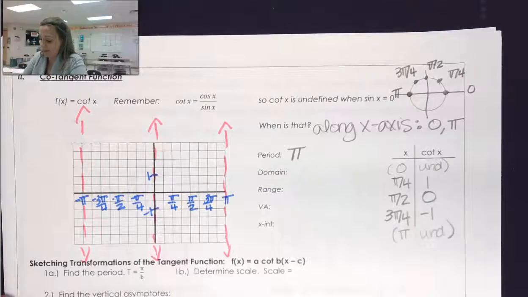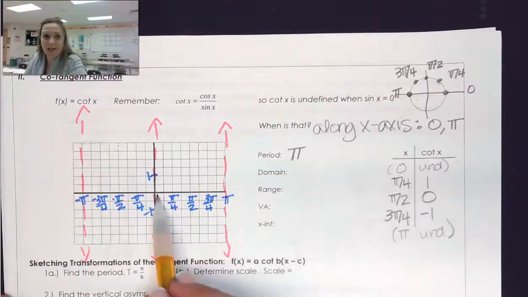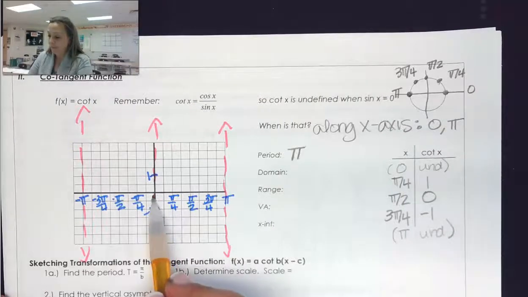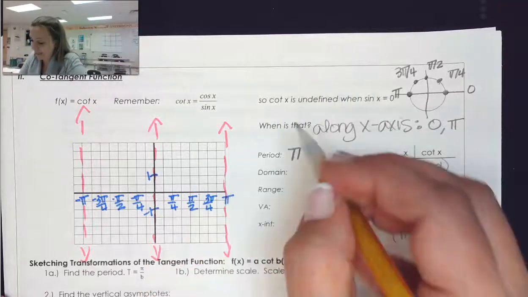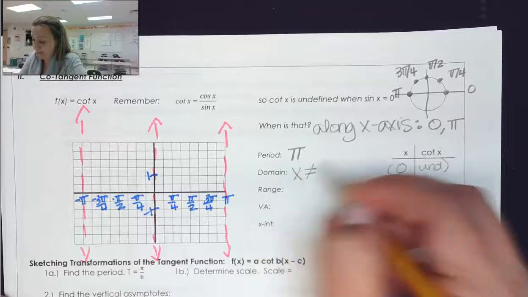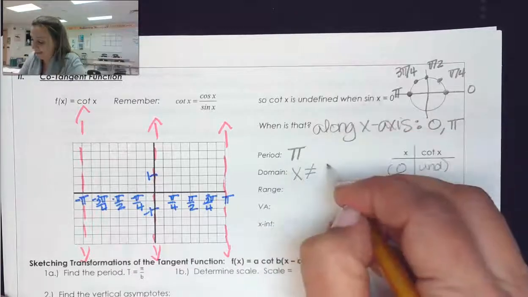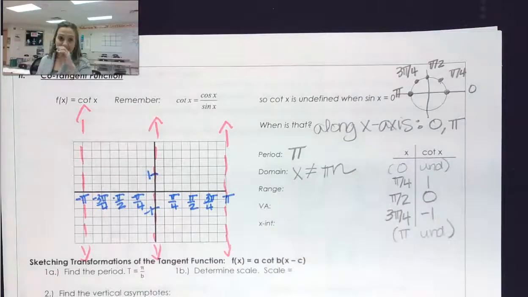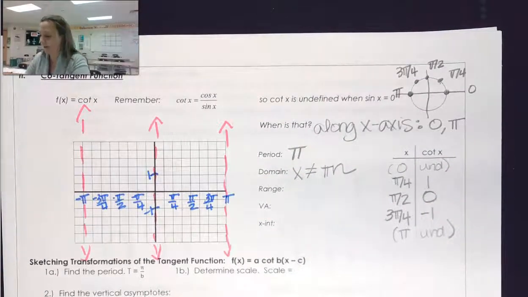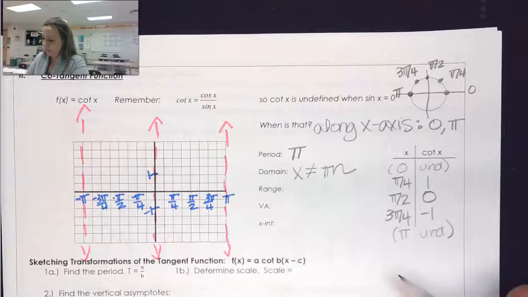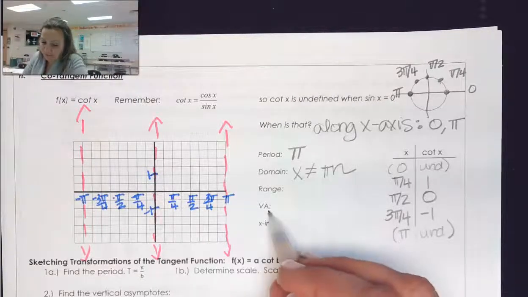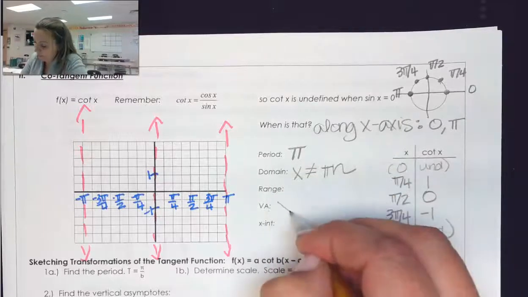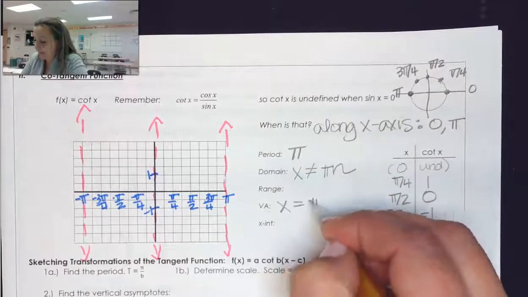Our domain, notice, is a little easier to state this time because one of the asymptotes was at x equals 0. But notice it's going to be every pi units, and so that means that x cannot be equal to pi times any whole number n, integer n. Okay. And well, I'll just jump to the vertical asymptotes. Our vertical asymptotes are going to be that x equals pi n.